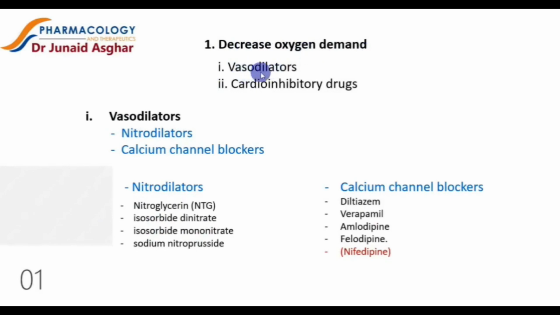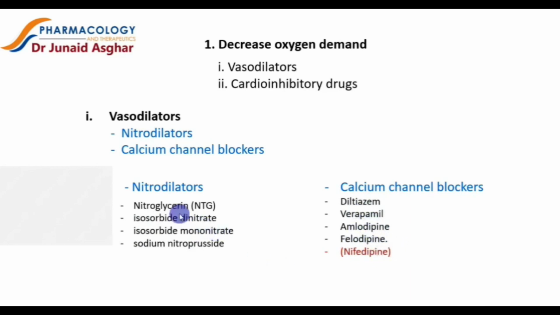These include vasodilators or cardiodepressant drugs or cardio-inhibitory drugs. So the vasodilators include nitrodilators and calcium channel blockers. The well-known nitrodilators used are nitroglycerin or NTG. We also call it glyceryl trinitrate or GTN. Another one is isosorbide dinitrate, isosorbide mononitrate, and sodium nitroprusside. The calcium channel blockers include diltiazem, verapamil, amlodipine, felodipine, and nifedipine.